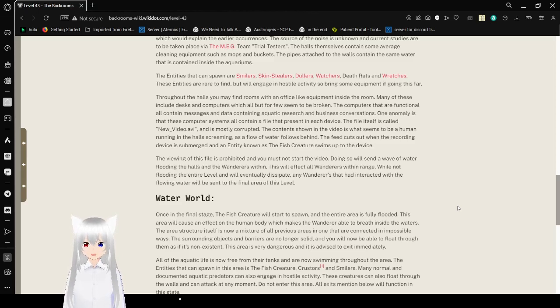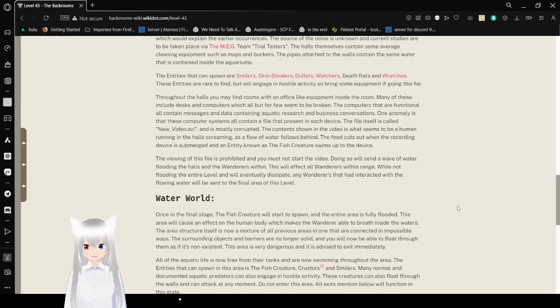The entities that can spawn are smilers, skin-stealers, dollers, watchers, death rats, and wretches. These entities are rare to find, but will engage in hostile activities, so bring some equipment if you're going this far. Throughout the halls, you may find rooms with office-like equipment inside.